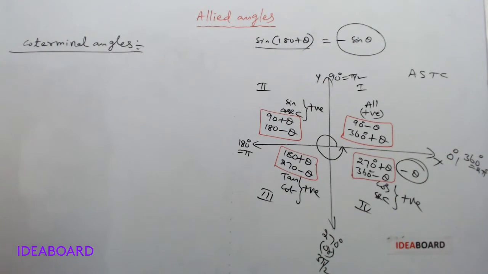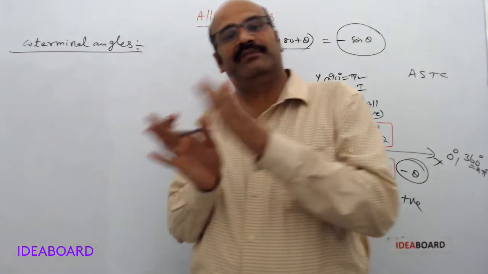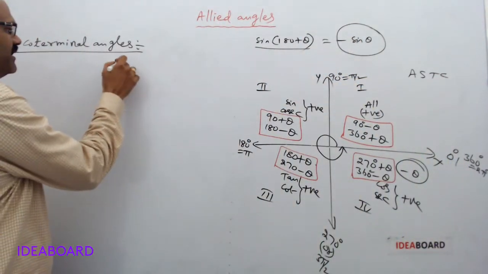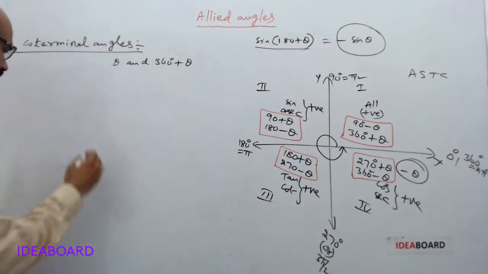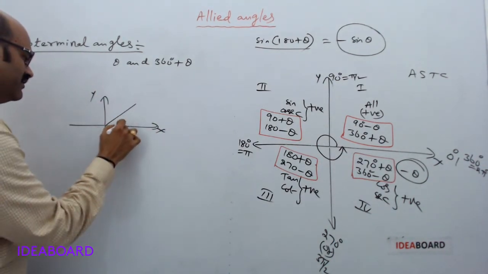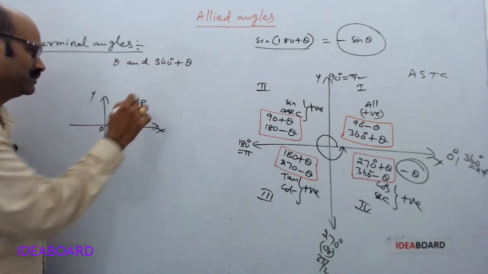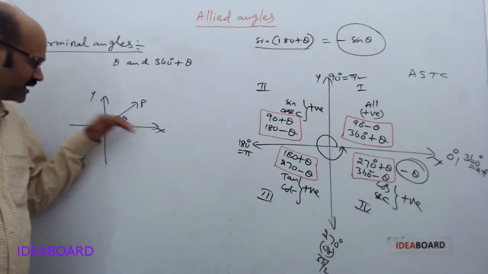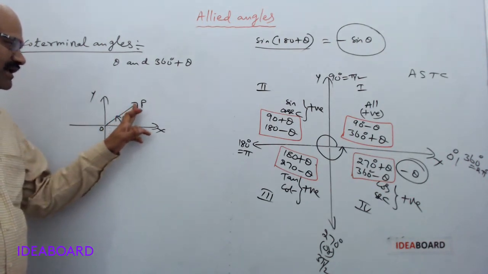Coterminal angles. Two angles are said to be coterminal angles if they have the same terminal side. For example, take theta and 360 plus theta. Let me take this as the x-axis and this as the y-axis, and here you have theta. Here OP makes an angle theta with the positive direction of the x-axis, so that OP is called the terminal side.